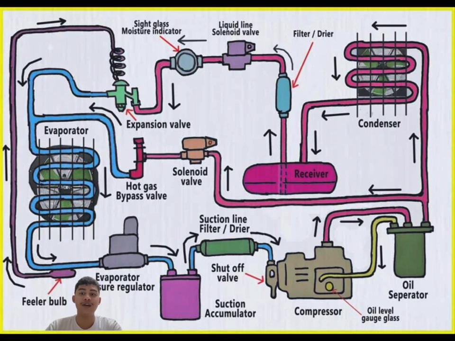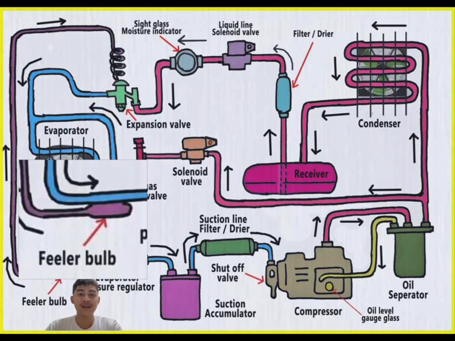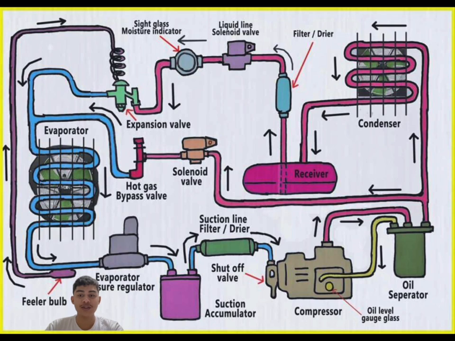Next, we have the feeler bulb. The function of the feeler bulb is to sense the temperature of the suction line to control the expansion valve, and the purpose of it is to ensure proper superheat, preventing liquid from entering the compressor.